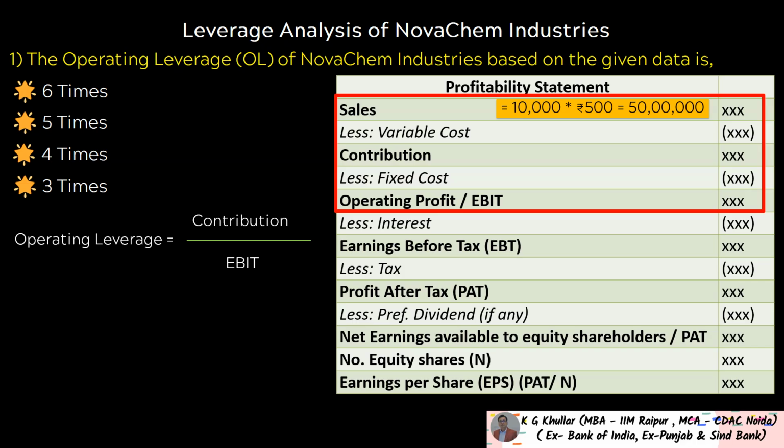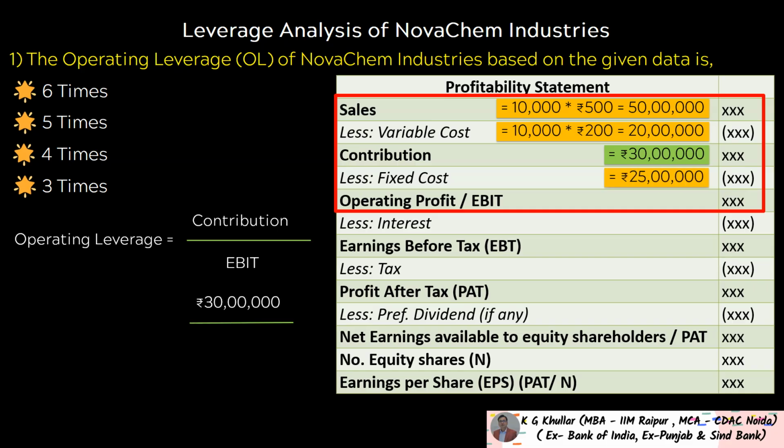Now sales can be found as 10,000 multiplied by 500 equals rupees 50 lakhs, while variable cost will be simply 10,000 multiplied by 200 equals 20 lakhs. This is because variable cost is given per drum as rupees 200 and there are 10,000 drums. I hope this is clear to you. So contribution will be simply rupees 50 lakhs minus 20 lakhs equals rupees 30 lakhs. And fixed cost is given in the case study as rupees 25 lakhs annually. So EBIT will be simply 30 lakhs minus 25 lakhs equals rupees 5 lakhs.